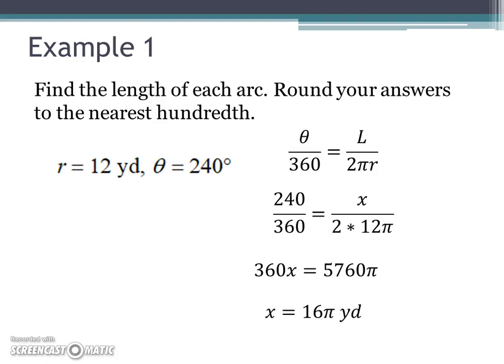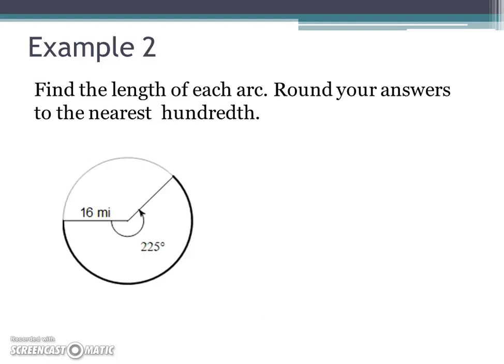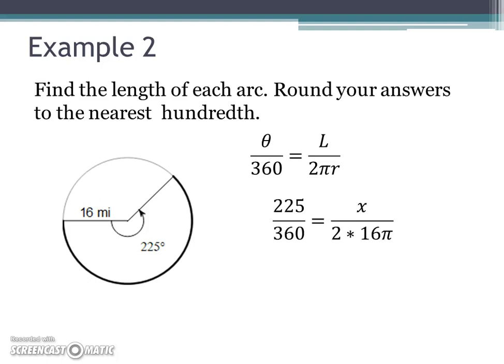Okay, so that's all for that type of question. So let's try another one. This time we're given a picture. Still using theta over 360 equals arc length over 2 pi r. Arc length is still x, that's what we're solving for. Our radius is 16. Our theta is our angle, 225 degrees. So we fill that in. 225 over 360 equals x over 2 times 16 times pi.